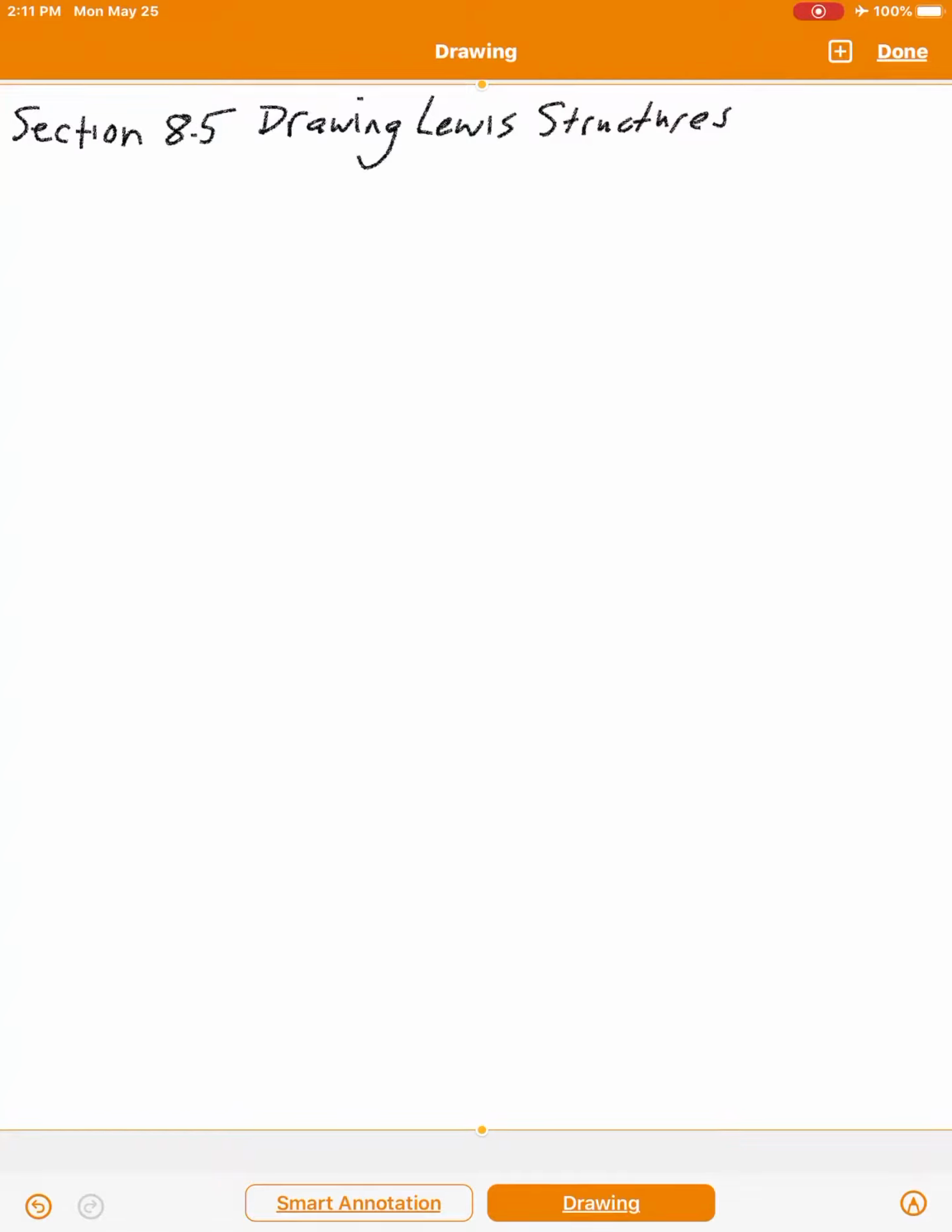Okay, this is section 8.5, drawing Lewis structures. Drawing Lewis structures is one of the most important things that we learn in general chemistry because Lewis structures are used in subsequent courses and they serve as a method of analyzing chemical reactivity.